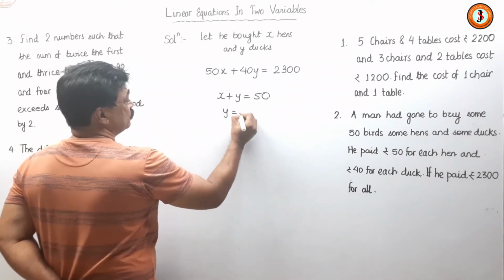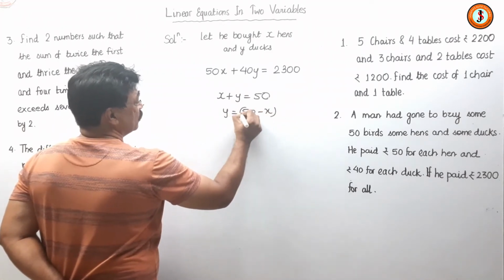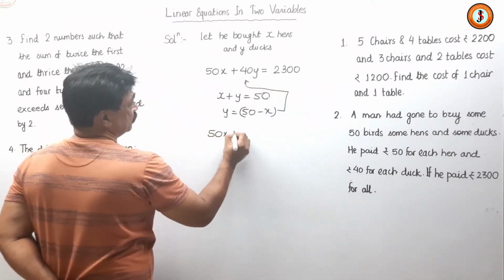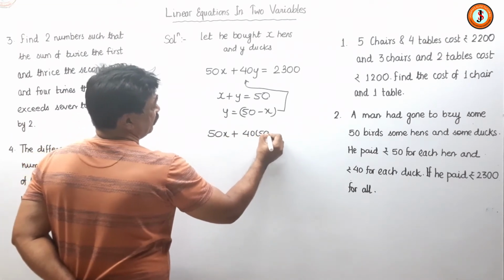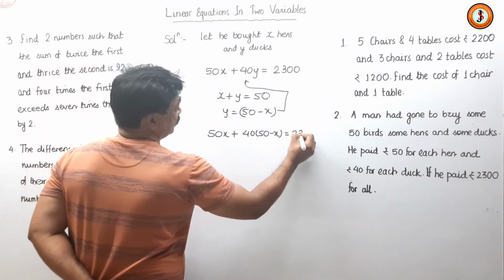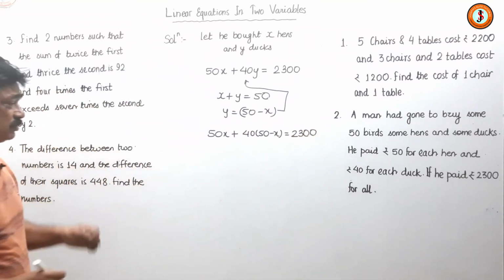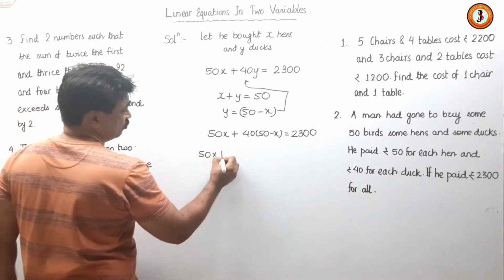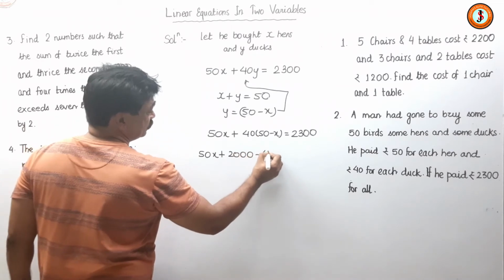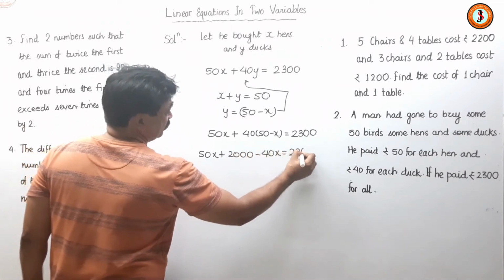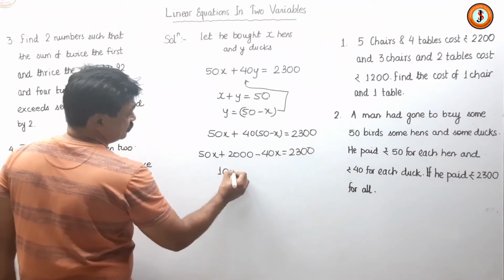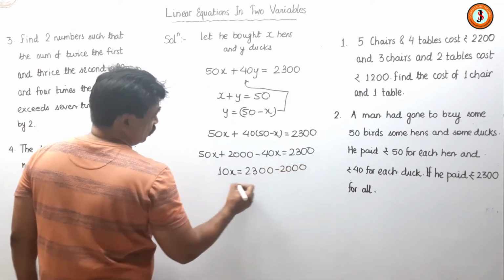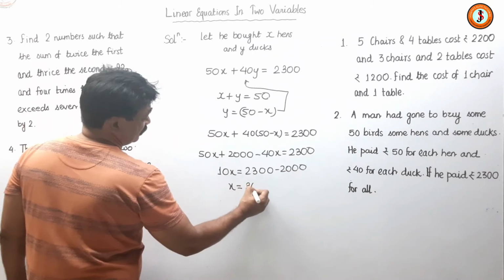So y is equal to 50 minus x. So I put the value of y here. So 50x plus 40 into 50 minus x is equal to 2300. See, this time I use the substitution method. So whatever is applicable you can use. So 50x plus 2000 minus 40x is equal to 2300. Now this is 10x is equal to 2300 minus 2000. That means x will be equal to 300 by 10, that is x is equal to 30.